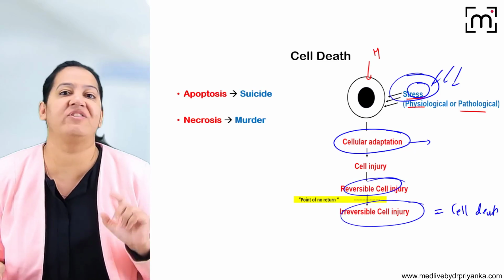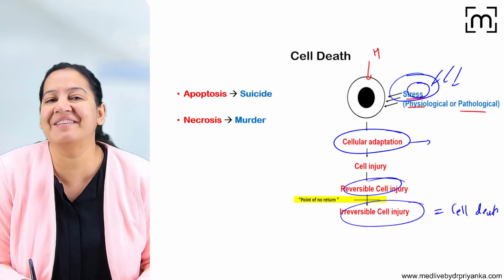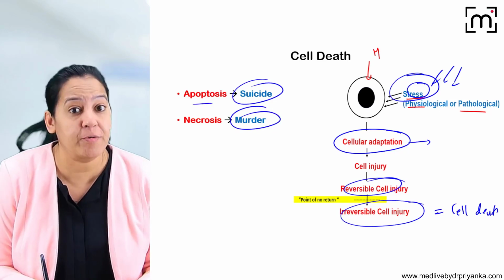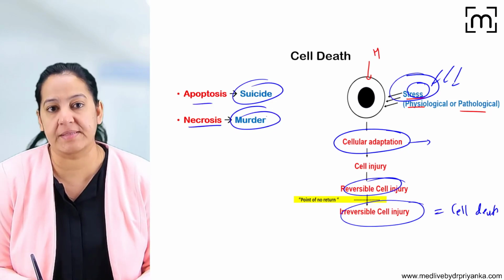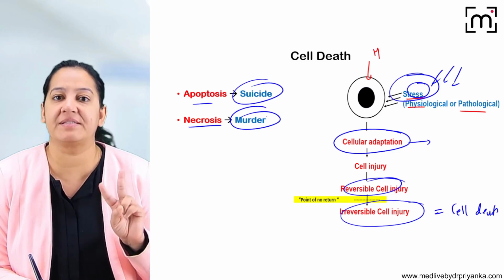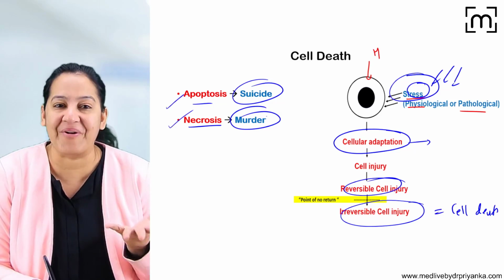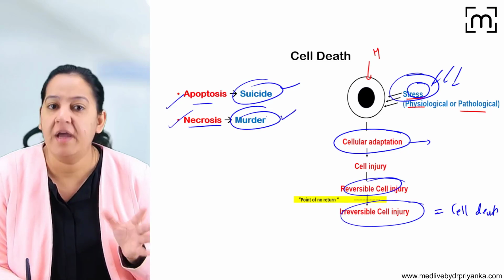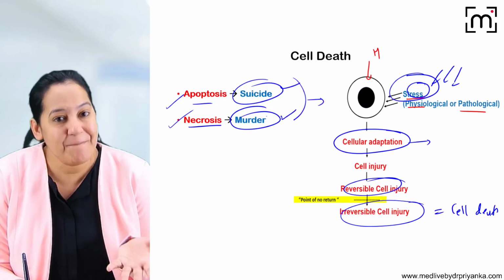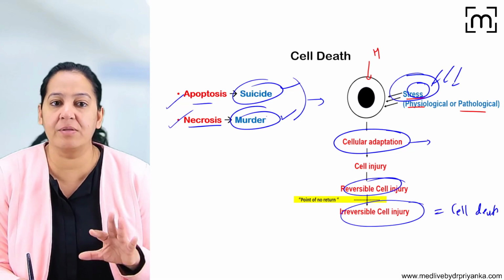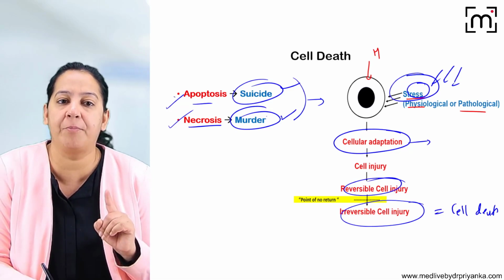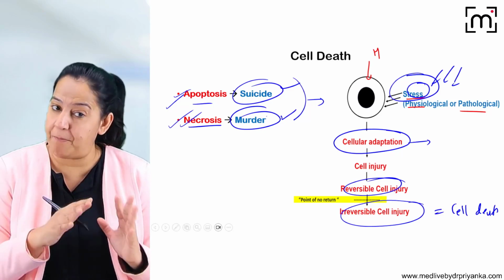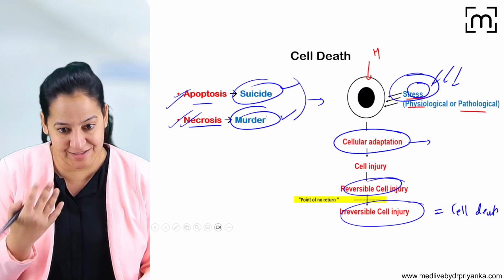There are 2 mechanisms by which the cell will die. Either the cell can commit suicide or the cell can commit murder. Suicide is compared with apoptosis and murder is compared with necrosis. So basically there are 2 mechanisms by which the cell can die, apoptosis or necrosis. Whenever a person commits suicide or whenever a person is murdered, in both the scenarios the person will die, but the mechanism is different. In the same way, apoptosis and necrosis, in both of them the cell will die, but the mechanism will be different. Why I am comparing apoptosis with suicide and necrosis with murder, I will explain that also.